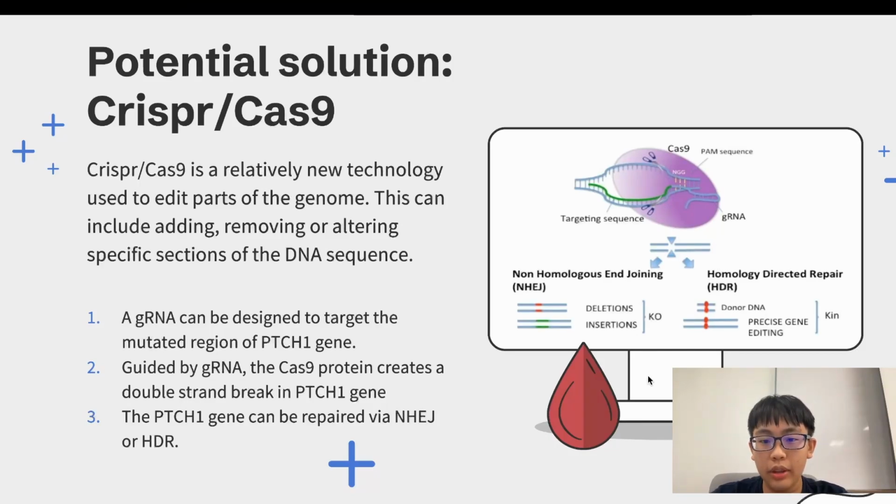So, non-homologous end joining fixes the mutated gene by creating insertions or deletions which disrupt the function of the mutated gene. However, homology-directed repair utilizes homologous regions as templates to fix the mutated gene error-free. So, the mutated Patch1 gene can be completely fixed and reversed to its original function using HDR.